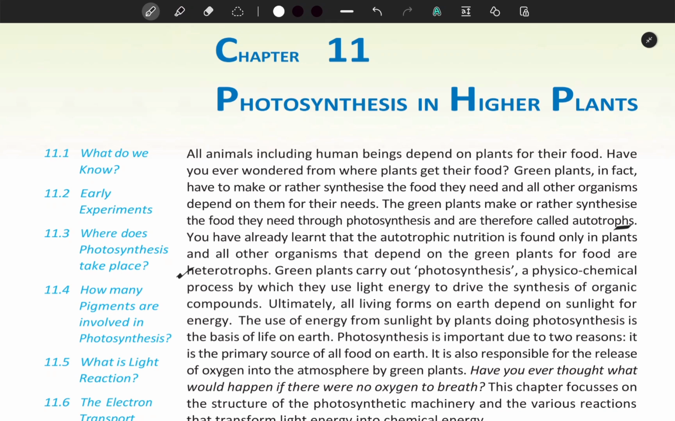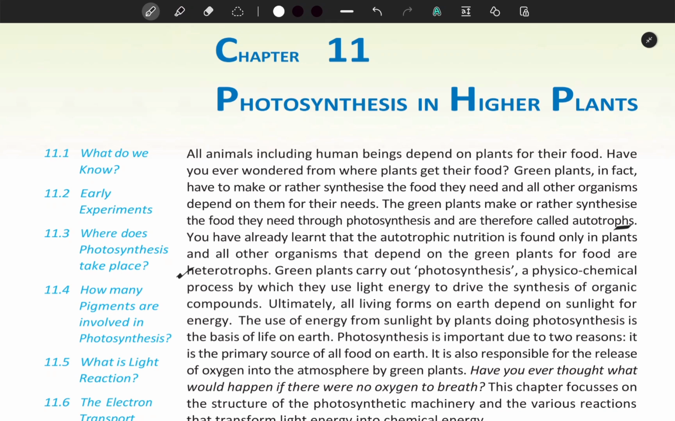them for their needs. The green plants synthesize the food they need through photosynthesis and are therefore called autotrophs. You have already learned that autotrophic nutrition is found only in plants, and all other organisms that depend on the green plants for food are heterotrophs.